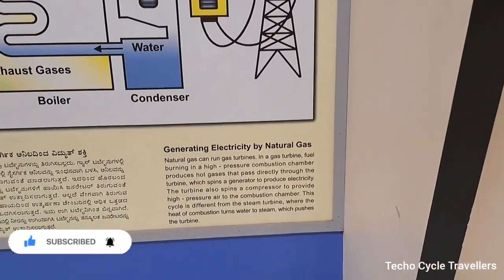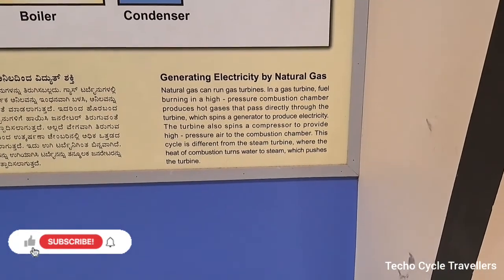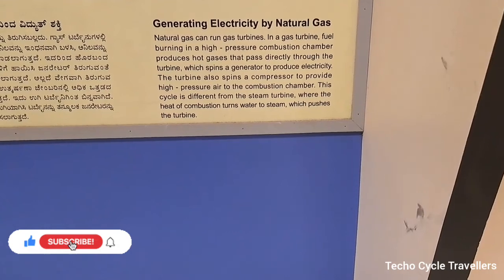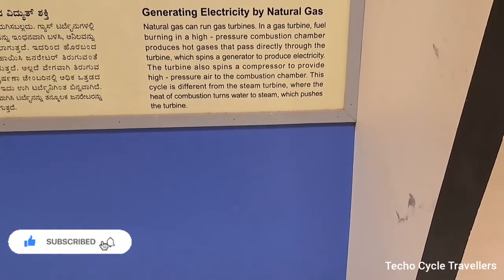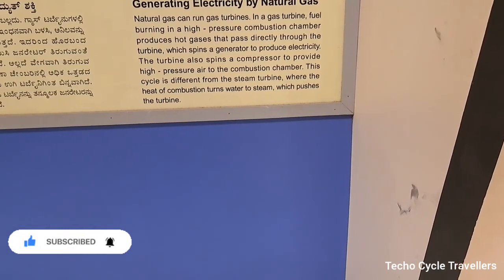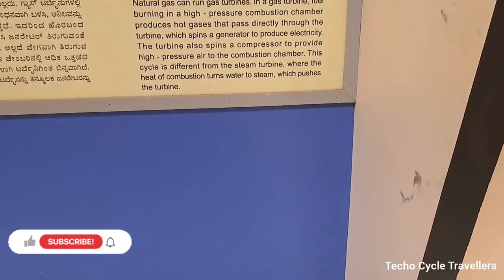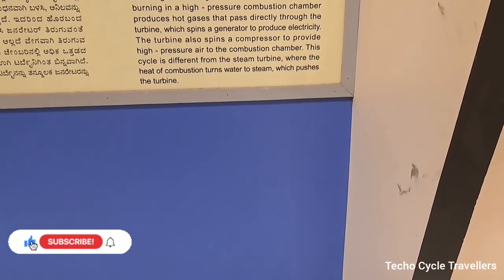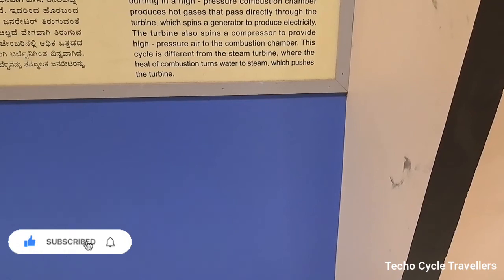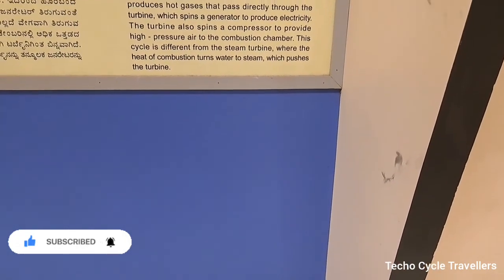Generating electricity by natural gas. Natural gas can run gas turbines. In gas turbines, fuel burning in a high pressure combustion chamber produces hot gas that passes directly through the turbine, which spins a generator to produce electricity. The turbine also spins a compressor to provide high pressure air to the combustion chamber. This cycle is different from the steam turbine, where the heat of the combustion turns water to steam, which pushes the turbine.